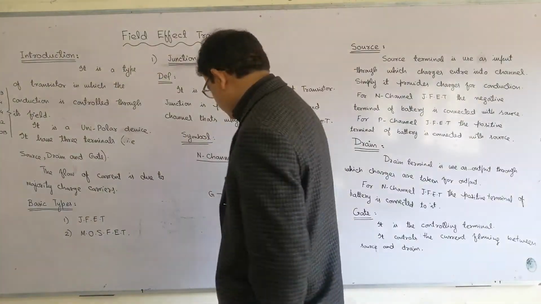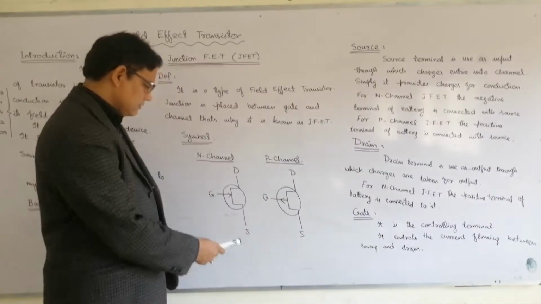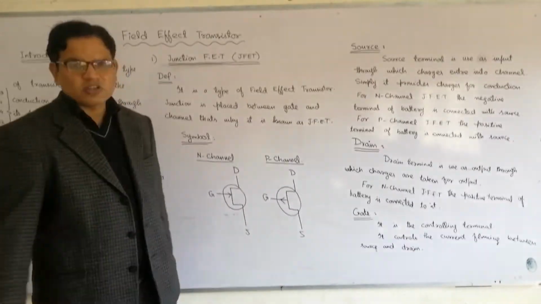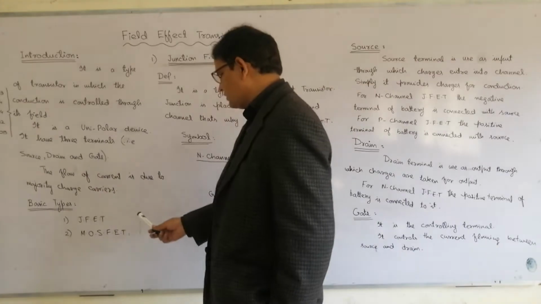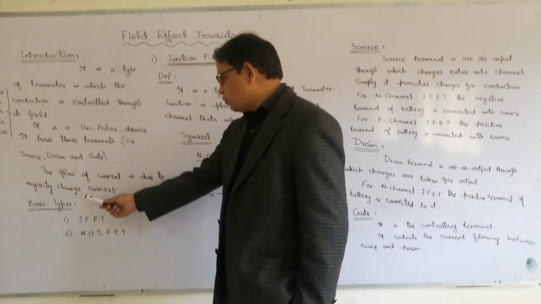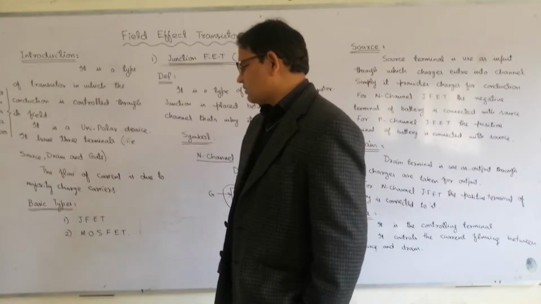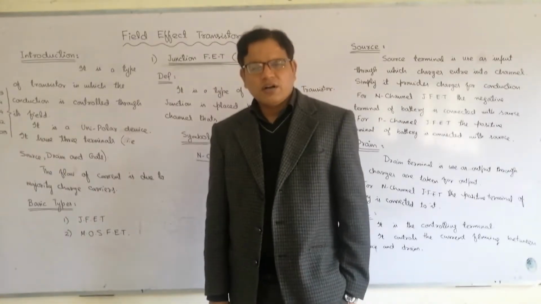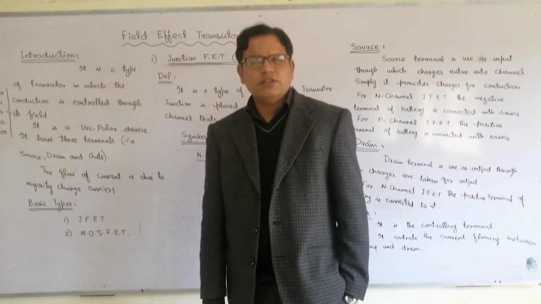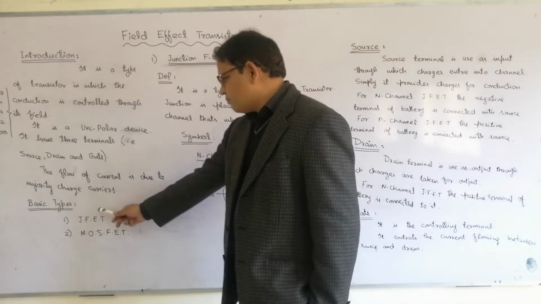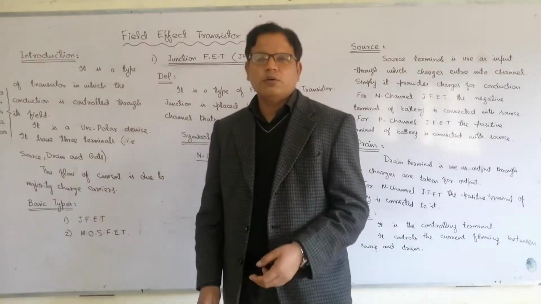It has three terminals, that is, source, gate and drain. These are the three terminals. And the flow of current is due to majority carriers. When current flows through it, it is due to the majority carriers, not the minority carriers.